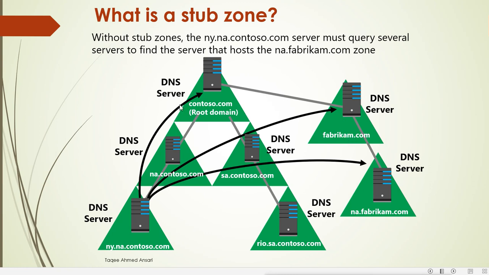Now what does a stub zone do? Without the stub zone, what happens? The ny.na.contoso.com server, which is this one, must query several servers to find the server that hosts the na.fabricam.com zone. So it has to go through every domain here, every DNS server, to find out which DNS server has this particular domain zone file, na.fabricam.com. It is a long way to find this and it will take a lot of time. So instead of going to everyone, what we can do is create a stub zone here directly under the ny.na.contoso.com.